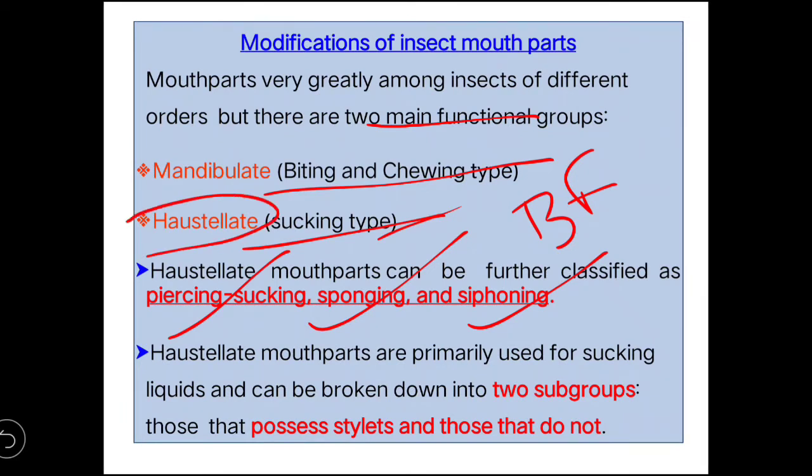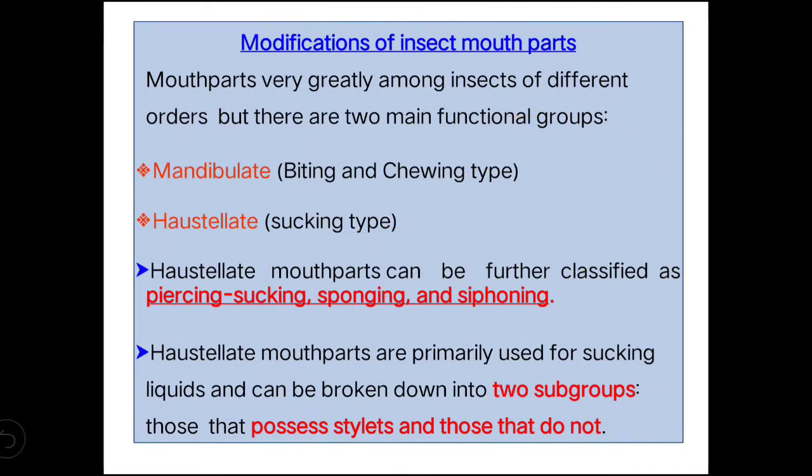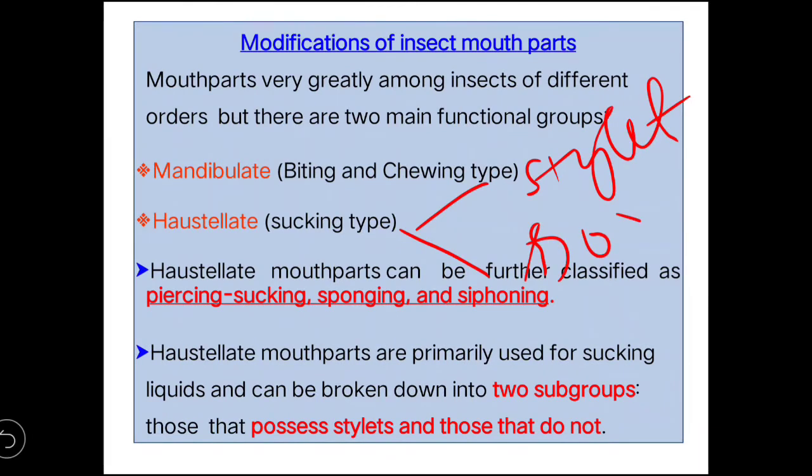Haustellate mouthparts are primarily used for sucking liquid and can be broken down into two subgroups. One is insects which possess stylets, another is those which do not possess stylets. So this haustellate or sucking type is divided into two parts. One is stylet bearer, another does not bear any stylet. These are the two categories of haustellate.